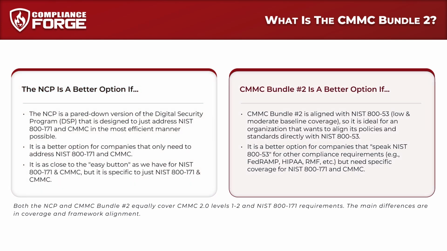The CMMC Bundle 2 is aligned with NIST 853 at the low and moderate baselines, so it is ideal for an organization that wants to align its policies and standards directly with NIST 853. It is the better option for companies that speak NIST 853 for other compliance requirements, like FedRAMP, HIPAA, or the Risk Management Framework, but need specific coverage for NIST 800-171 and CMMC.